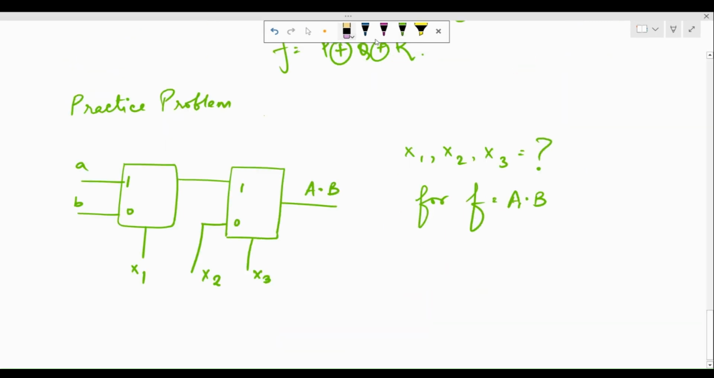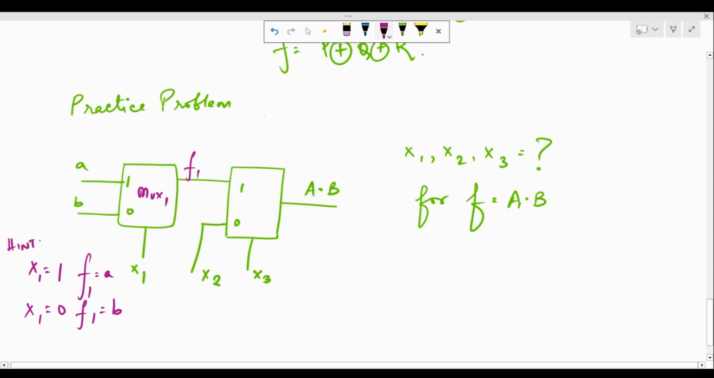So this is another problem. This is with a 2 cross 1 mux, and this kind of representation simply means that, for example, if I take this mux, say mux 1, when x1 is equal to 1, the output is going to be the output of this mux. If I say f1, f1 is going to be a. That is what this 1 signifies. And when x1 is equal to 0, f1 is going to be b. So that is the hint that I'm going to give you.